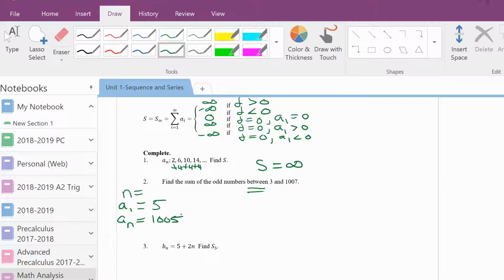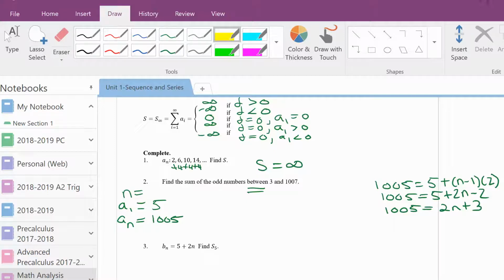But we need to know how many terms. So we need to solve by saying, okay, 1005 is equal to 5 plus n minus 1 times the difference. Well, if it's odd numbers, that means you're adding 2. So when we solve this, 2n plus 3. Now notice, this here is our explicit definition. So that's going to be important when we write our answer for the sum. So keep that in mind.